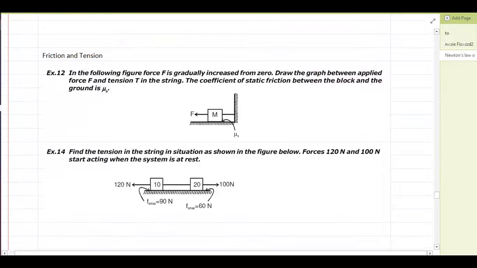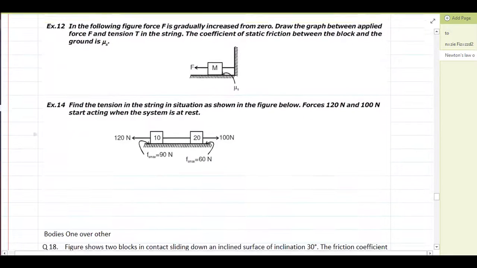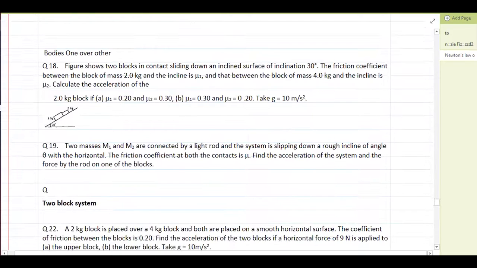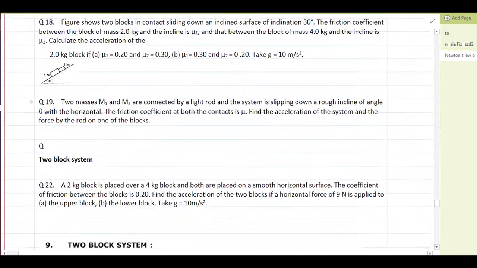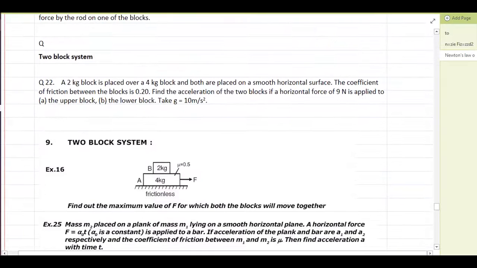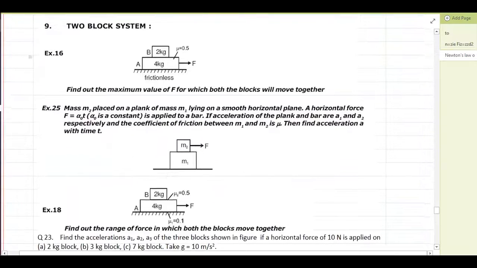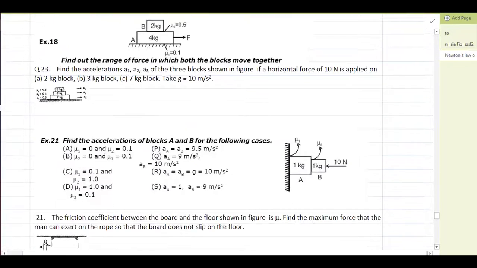Then we will include friction along with tension, so we will see problems related to friction along with tension. Then we will see bodies in contact with each other or placed over each other. You can see here one object is kept over another object. We are going to discuss how friction acts in these problems.